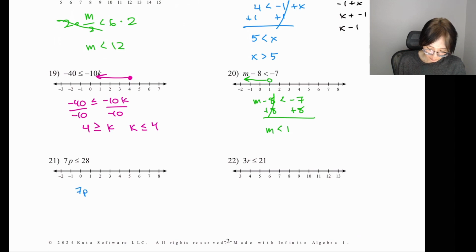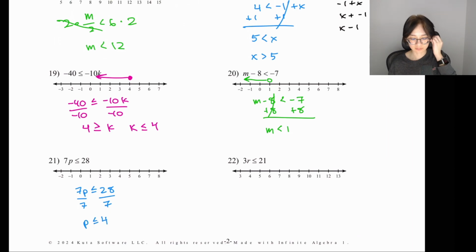And now 7p is less than or equal to 28. Divide both sides by 7. p is less than or equal to 4. Where is 4? Here. Closed circle because it can be equal to. Everything less than 4.